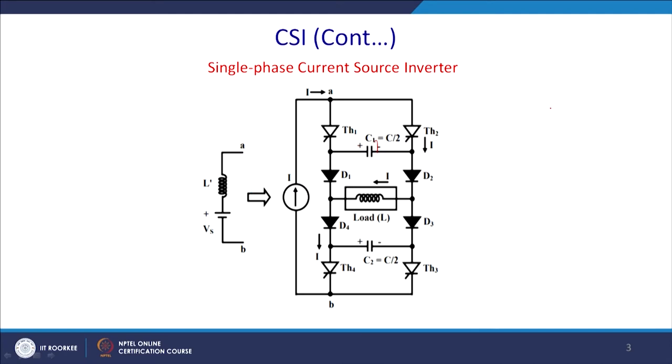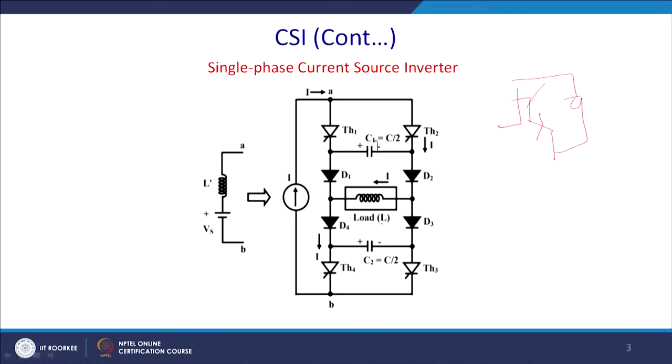Please understand, when you build it with a VSI, depending on the load, you generally have a bidirectional switch, and the switch generally conducts for the positive cycle. You require a bidirectional current flow and unidirectional voltage. But here we require a unidirectional current flow, and this diode will ensure that unidirectional current flow has been achieved. So, this is the current flow, and ultimately it flows like this.